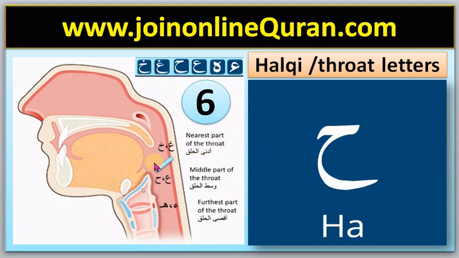You can see here there are 3 parts of our throat. The first part is the nearest part of the throat, the upper part of the throat, which is called adna halq in Arabic. The second part is the middle part of the throat, which is wastal halq in Arabic, and this part we are going to use for the practice of this letter Ha. The third part is the bottom or lower part of the throat. Listeners, you can remember just this middle part of the throat for the practice of this letter.